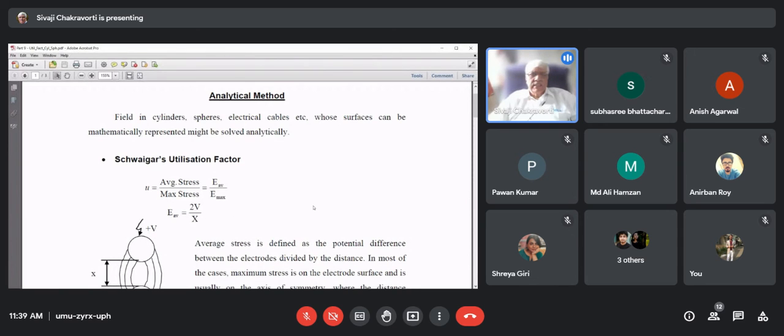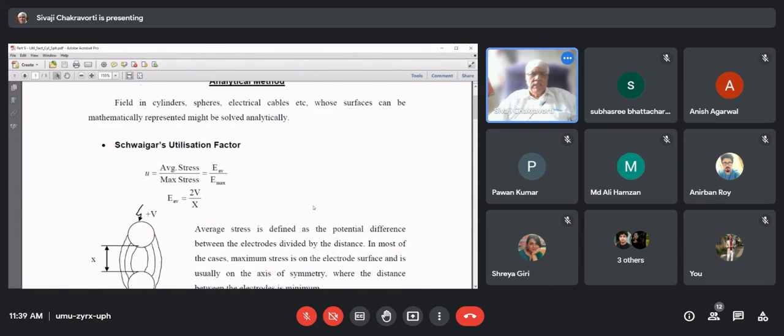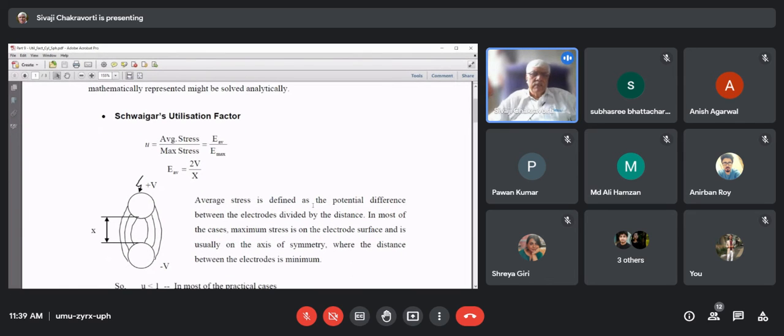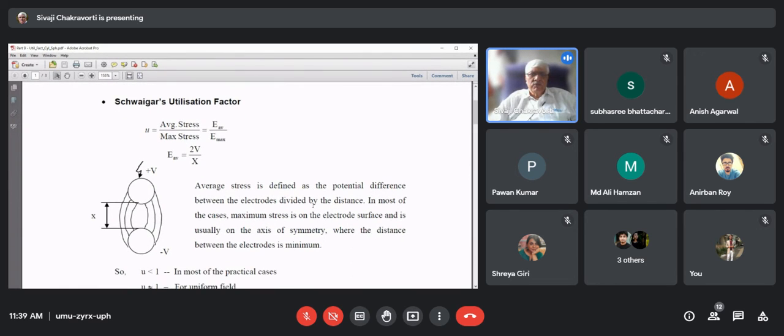Now this is called the utilization factor. So we call it the field utilization factor. This is to some extent not very rigorously analytical, but quite okay for practical applications. We take this ratio as average stress by maximum stress. Now you can always ask, what is average stress and what is maximum stress? Well, for maximum stress we have no issue. Whatever the point in the system where stress is maximum is the maximum stress. Then what is the average stress?